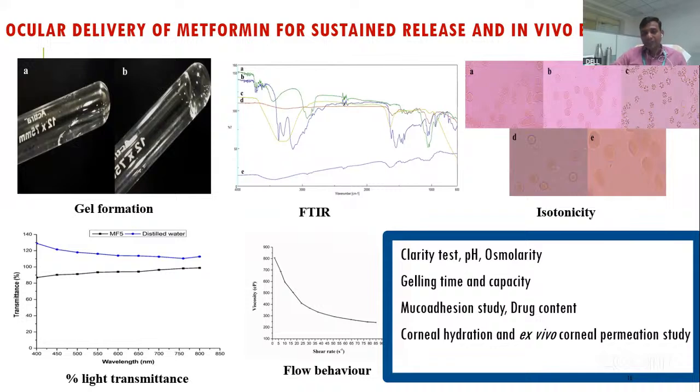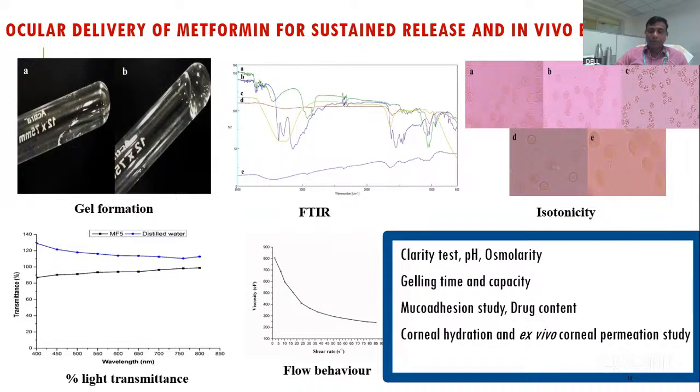Besides this, we have tested the clarity, pH, osmolarity, gelling time, gelling capacity, drug content, corneal hydration, and the ex vivo corneal permeation study. These studies indicate that the formulation is suitable for ophthalmic preparations. For the developed formulation, the pH is around 7, the osmolarity is around 271, and the gelling occurs within 15 to 30 seconds.